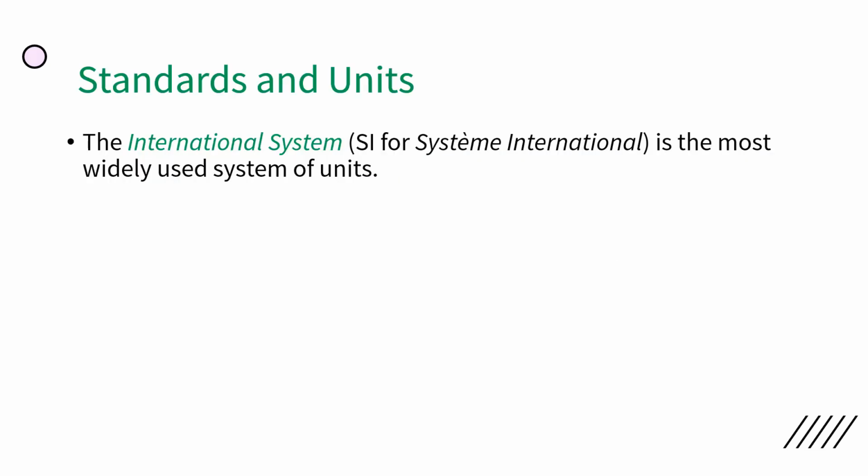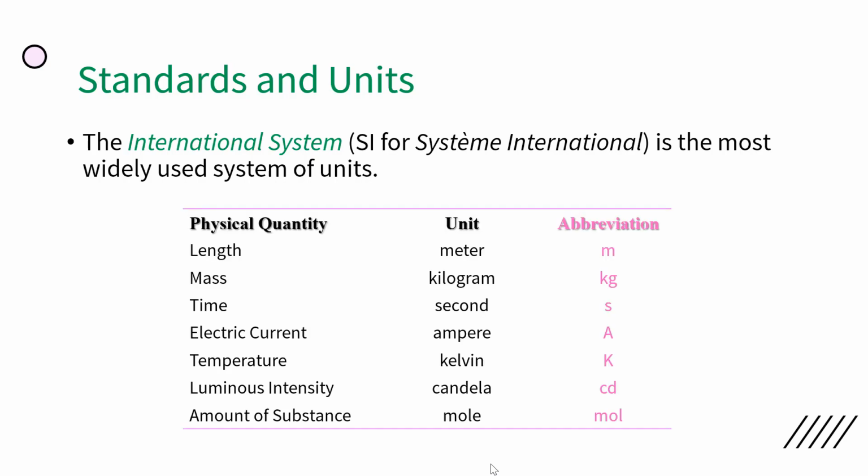To make accurate, reliable measurement, we need units of measurement that do not change and can be duplicated anywhere. So the most commonly used system is the SI or the metric system. In this particular system, the unit of length is meter, the unit of mass is kilogram, the unit of time is second, the unit of electric current is ampere, temperature is given in Kelvin, luminous intensity is given in candela, and the amount of substance, mole.